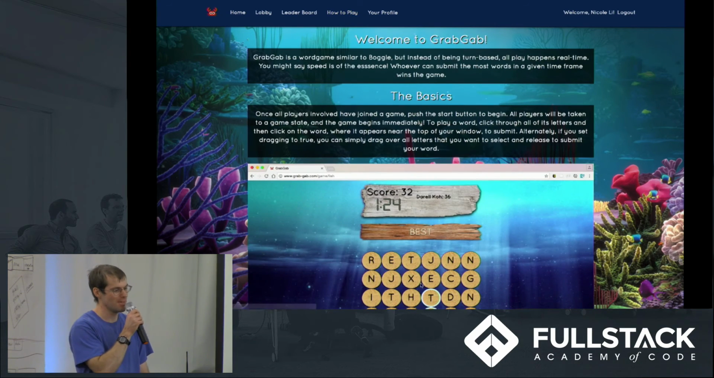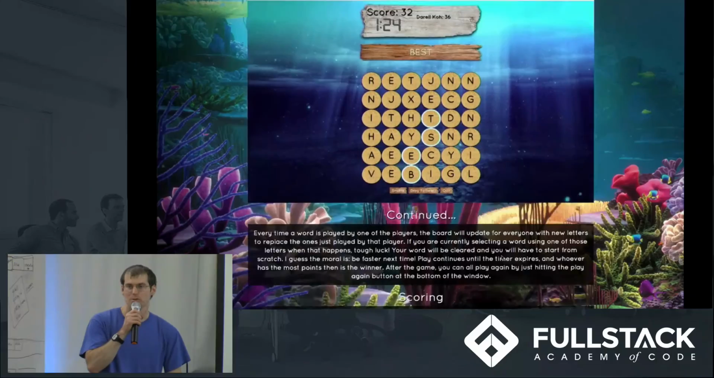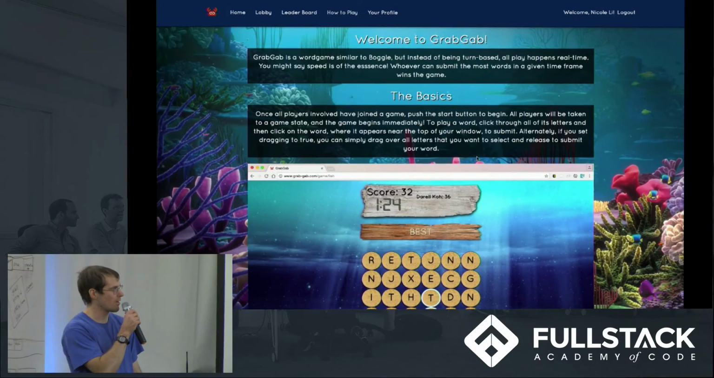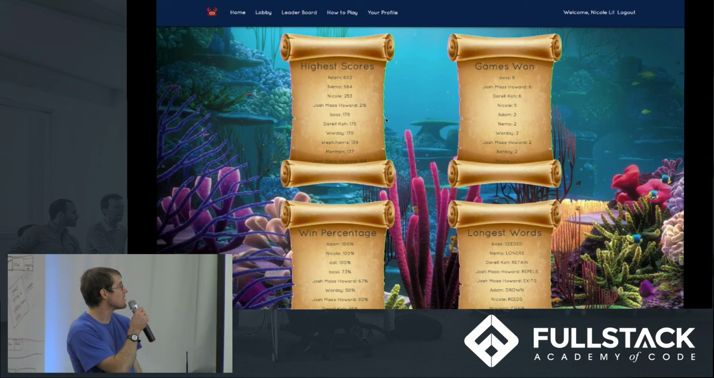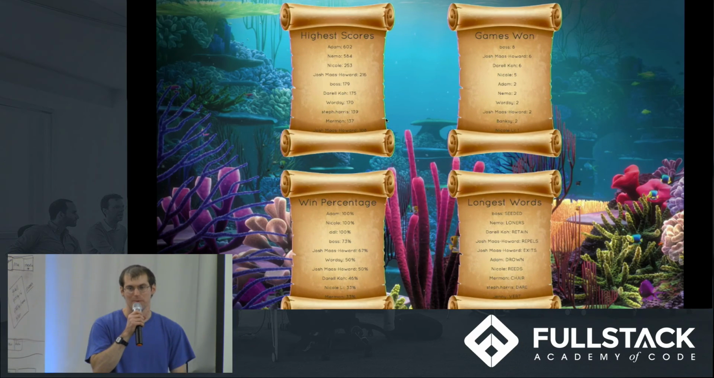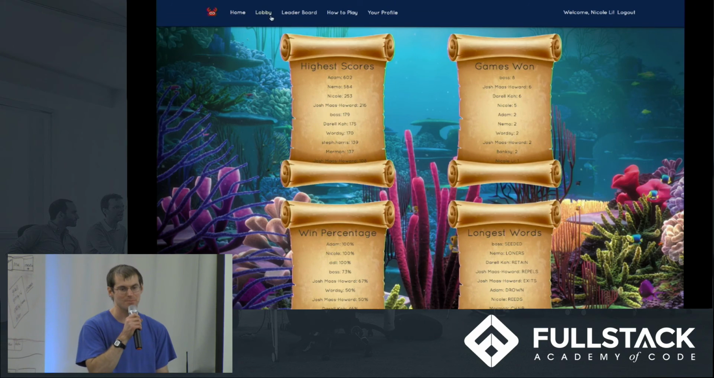We have a how to play page. This is just for new users to look at before they play their first game, so they know what to do when they're going in. And we have a leaderboard as well. And the leaderboard has 4 categories. These are highest scores, games won, win percentage, and longest words. And we keep separate track of the leaders for each of those 4 categories and their stats.